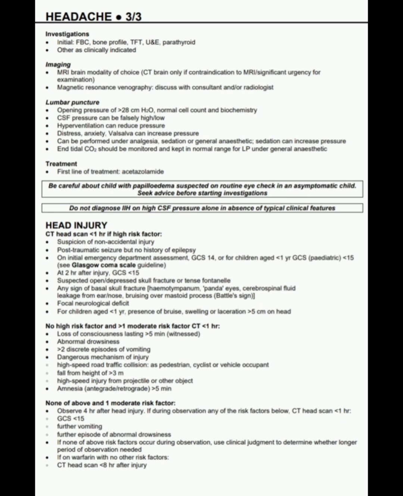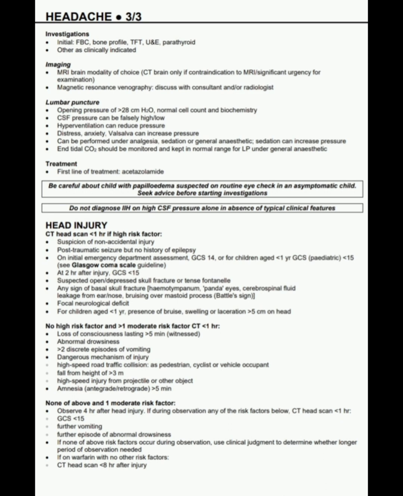Lumbar puncture: when the opening pressure is more than 28 cm H2O, normal cell count and biochemistry. CSF pressure can be falsely high or low. Hyperventilation can reduce the pressure. Distress, anxiety, Valsalva can increase the pressure. Can be performed under analgesia, sedation or general anesthetic. Sedation can increase pressure. End tidal carbon dioxide should be monitored and kept in normal range for LP under general anesthetic.